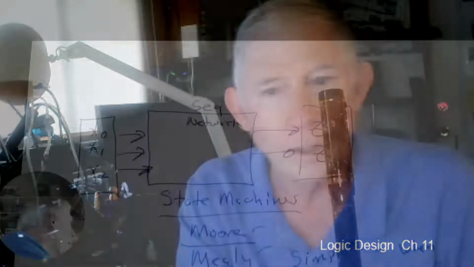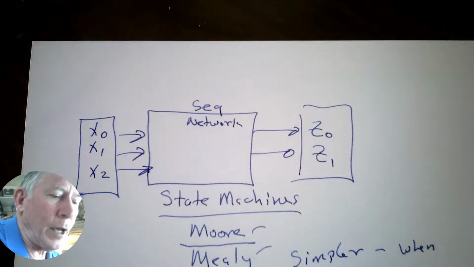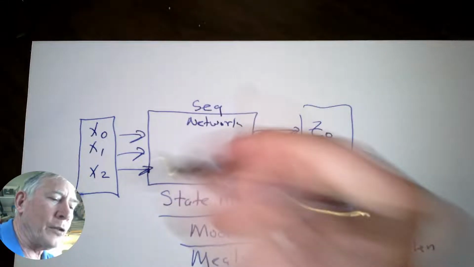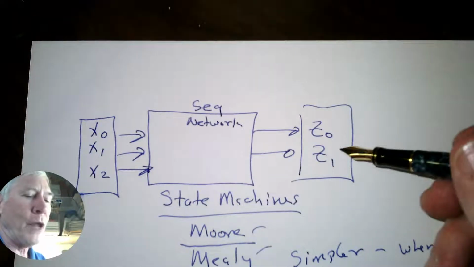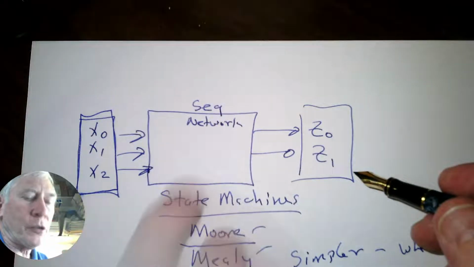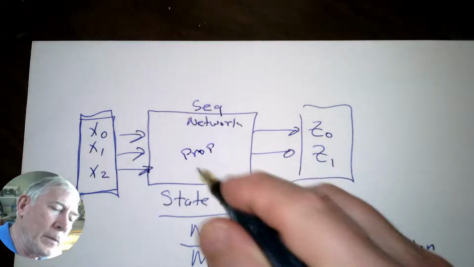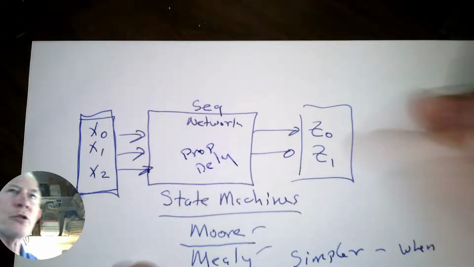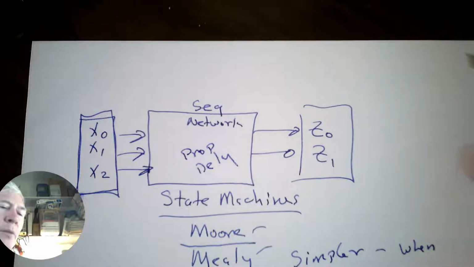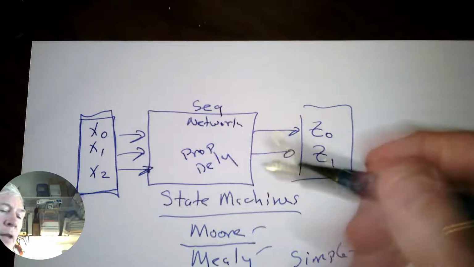The difference between combinational design and sequential design is that in combinational design, let me bring this up here, we have some number of inputs, some number of outputs, and our network takes the current inputs and generates the outputs without regard to anything other than the present inputs. There's obviously a small propagation delay till the network settles, and then the outputs are good. And then when we change one of the inputs, there's another small propagation delay, and the outputs are good again.